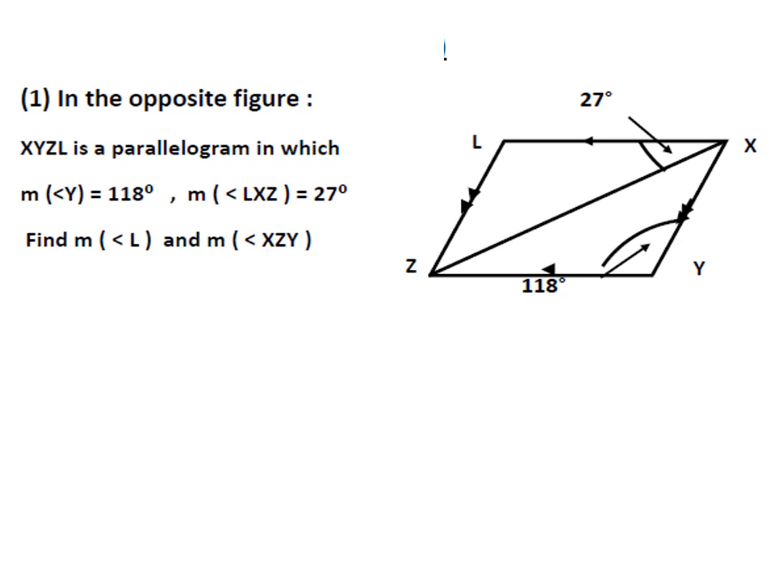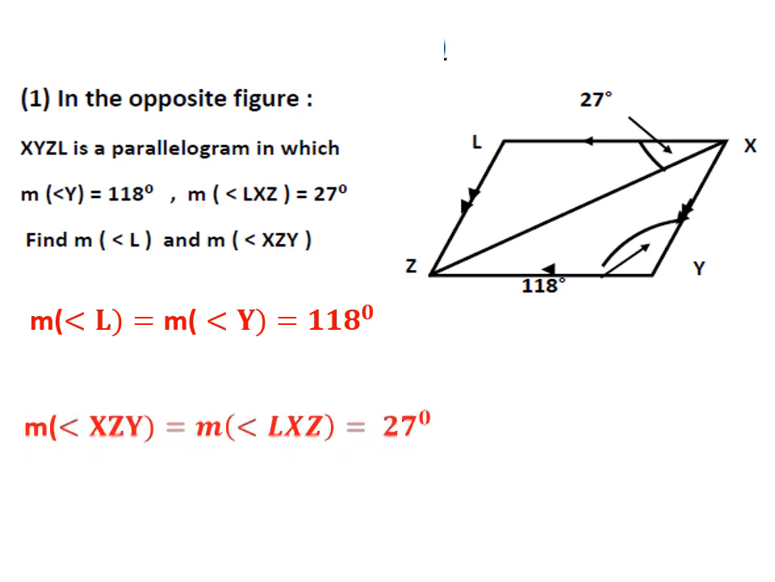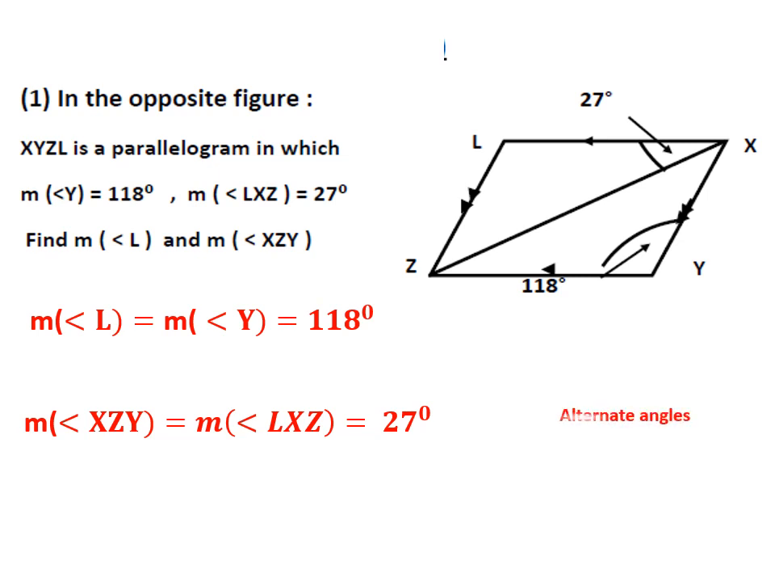To find the measure of angle L, it will be equal to measure of angle Y because they are opposite angles and each two opposite angles are equal in measure. So measure of angle L equals 118 degrees. Here we have LX parallel to ZY, so measure of angle LXZ equals measure of angle XZY equals 27 because they are alternate angles.